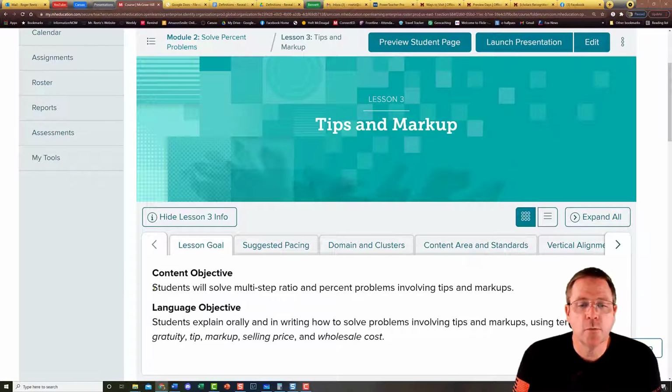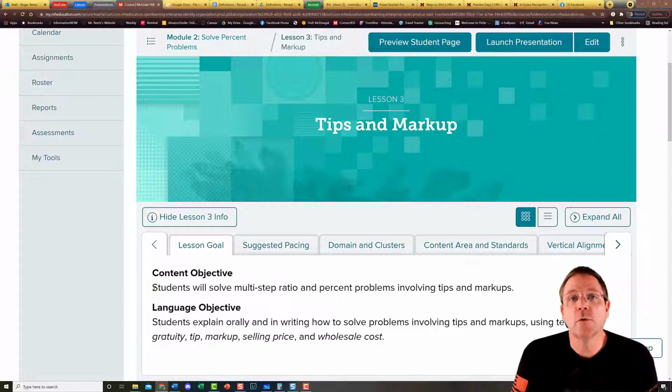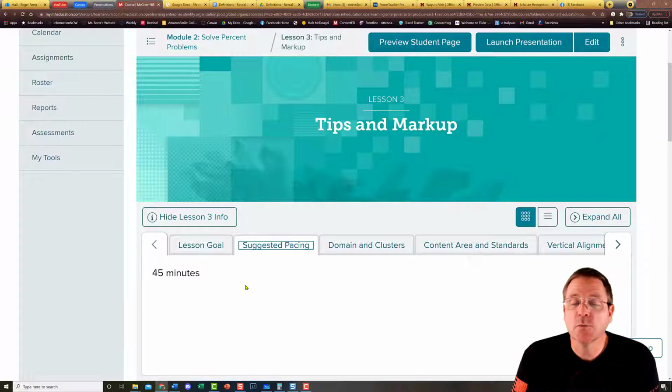Our objective: students will solve multi-step ratio and percent problems involving tips and markups. Suggested pacing says we should knock this one out in a single day in class. That'll be a very pleasant change. Let's get on it.